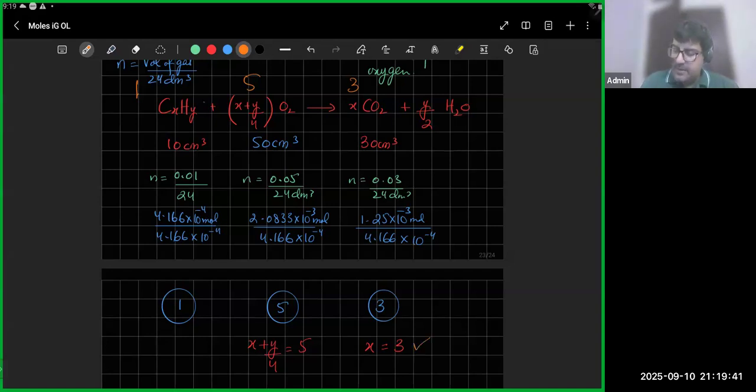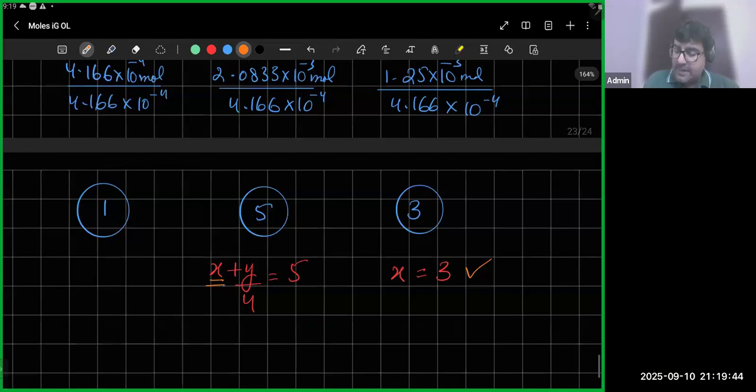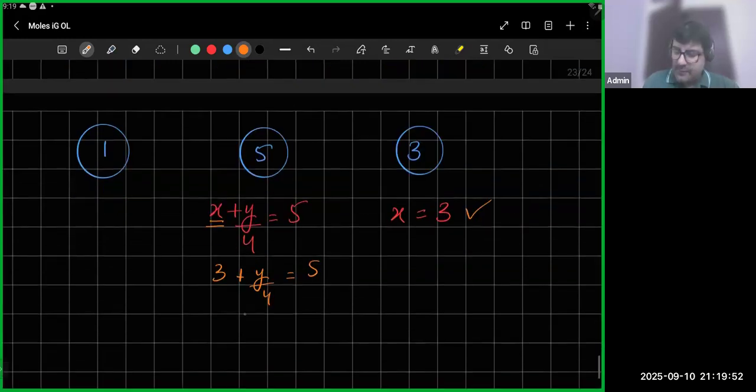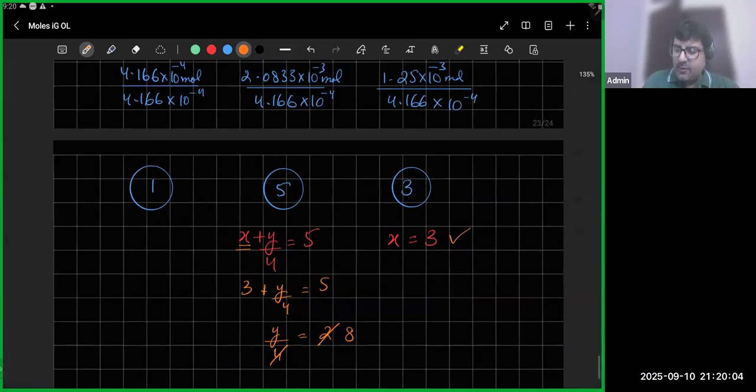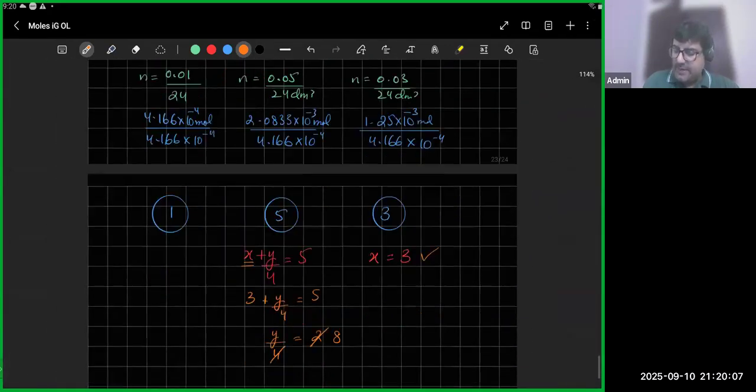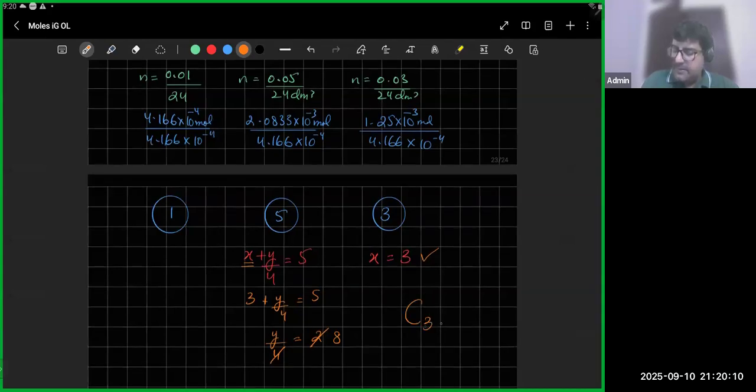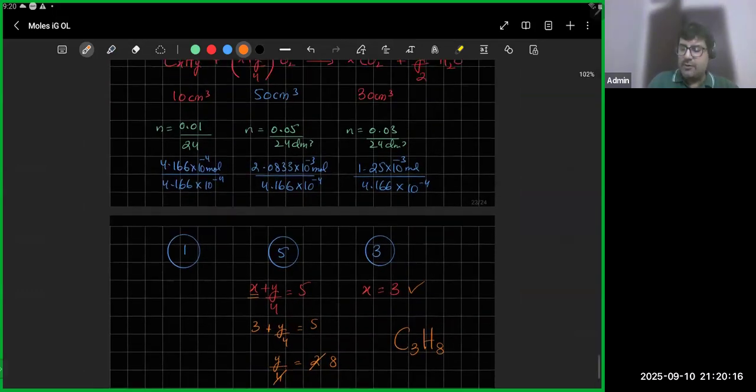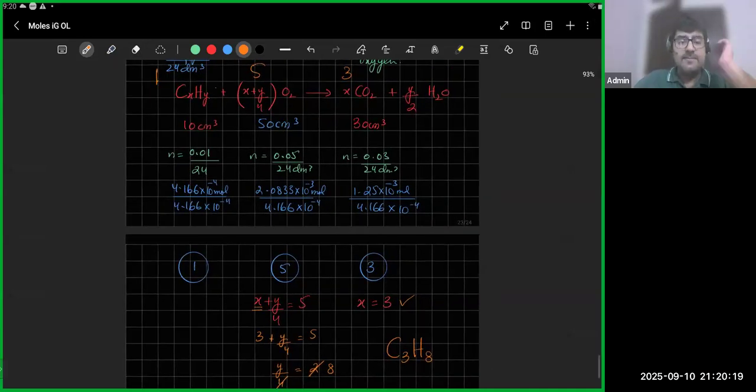X, I already know. For Y, I can solve this because I already know what X is. X is 3, so on the right side it's 3 plus Y by 4, and that's equal to 5. If I solve for Y, usko to le jo, 3 on the other side, that's going to give me 2. And 4, if I take it to the other side, that's going to give you 8. So X is 3 and Y is 8. So my formula of the hydrocarbon is C3H8. Yeah, that is the unknown hydrocarbon that I had in the equation. Is this clear?